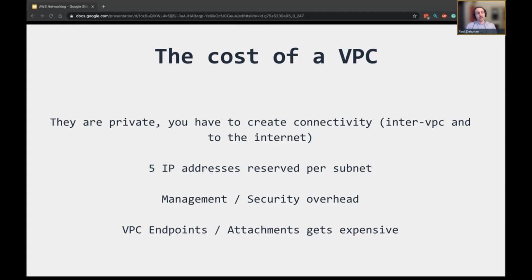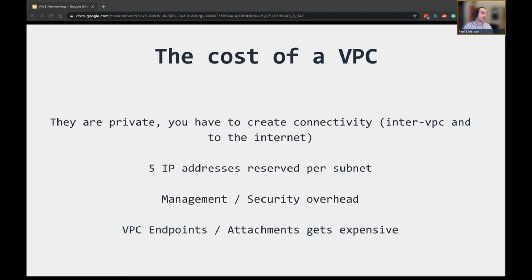Then you lose IP addresses. So for each subnet, you lose 5 IP addresses. AWS reserves them. And initially I thought this is a non-issue. There's a lot of IPs out there.